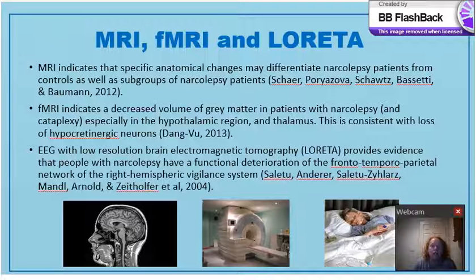fMRI indicates a decreased volume of grey matter in patients with narcolepsy and cataplexy, especially in the hypothalamic region and thalamus. This is consistent with the loss of hypocretinergic neurons. EEG with low-resolution brain electromagnetic tomography provides evidence that people with narcolepsy have functional deterioration of the frontal temporoparietal network of the right hemisphere vigilant system.